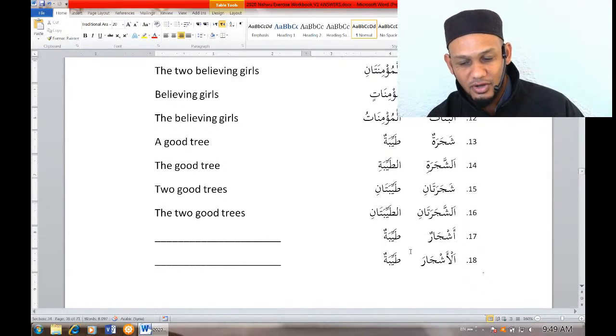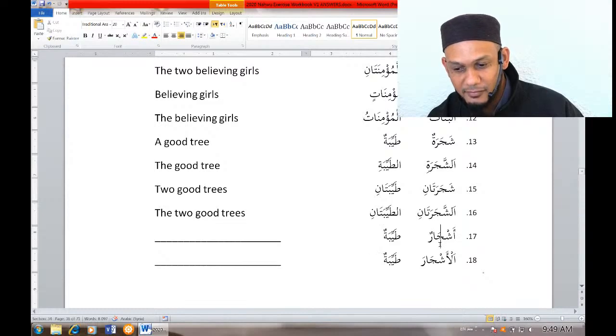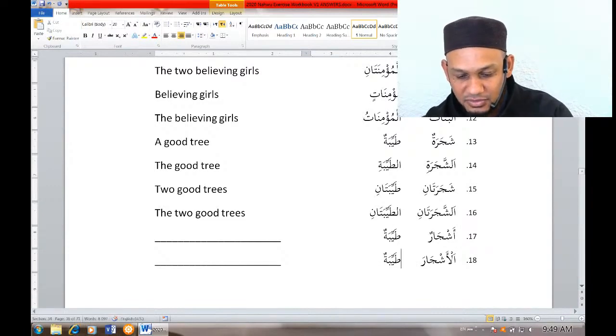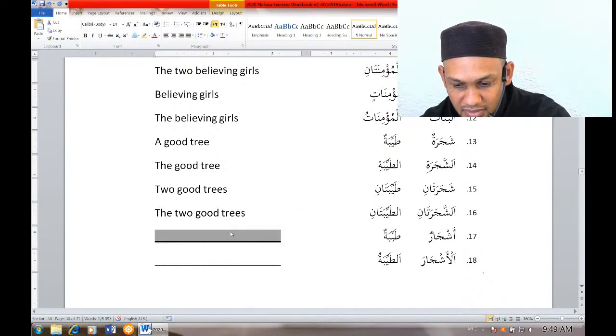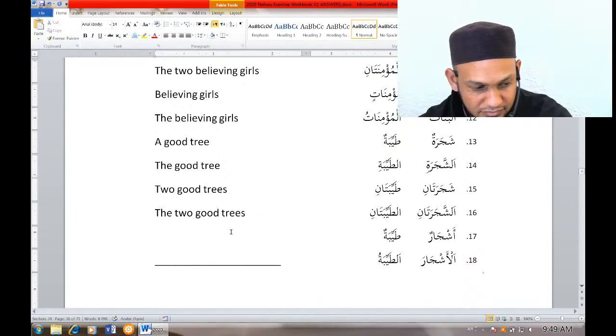Here's the rule. Can we give you the answer first? The answer here is that for ashjarun, you must say tayyibatun. And for al-ashjaru, you must say at-tayyibatu. So those two are the answers. Let me put the answers here in English as well. Not the good trees, just good trees.